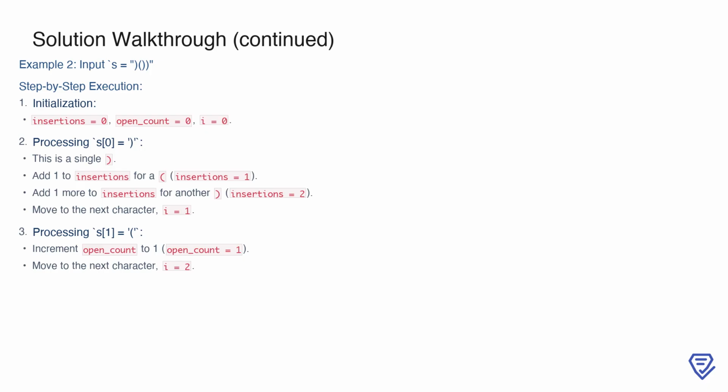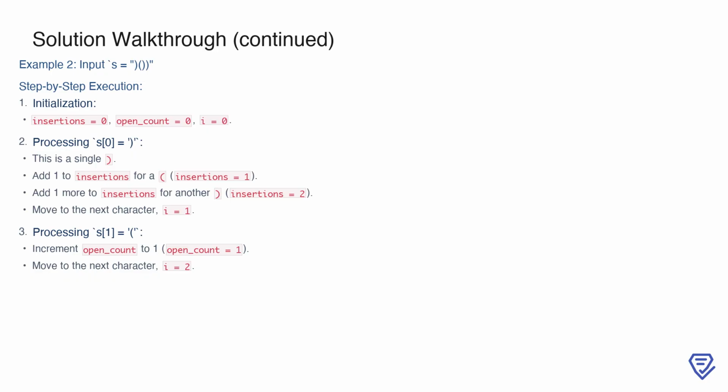Now we analyze a new example where the input string is S equals. Just like before, we start by initializing insertions to 0, open_count to 0, and I to 0. Looking at the first character, S0 is a closing parenthesis. Since it is a single, and there are no unmatched opening parentheses to pair it with, we need to add an opening parenthesis to balance it. We increment insertions by 1.